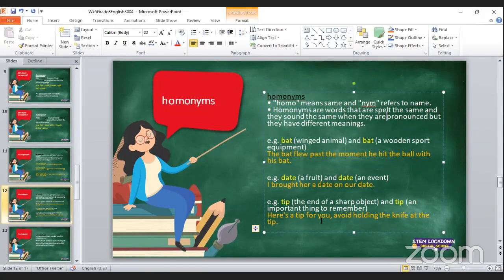Here's a tip for you. So this is something for you to remember. Avoid holding the knife at the tip. All right. So you can see from this sentence you can really differentiate the different meanings of the word tip. Remember, if you have a question, please ask. I know homonyms are a bit more tricky than homophones, so I really want to spend a little bit of time on this so I can help you to get it before the lesson ends, before I give you the homework.